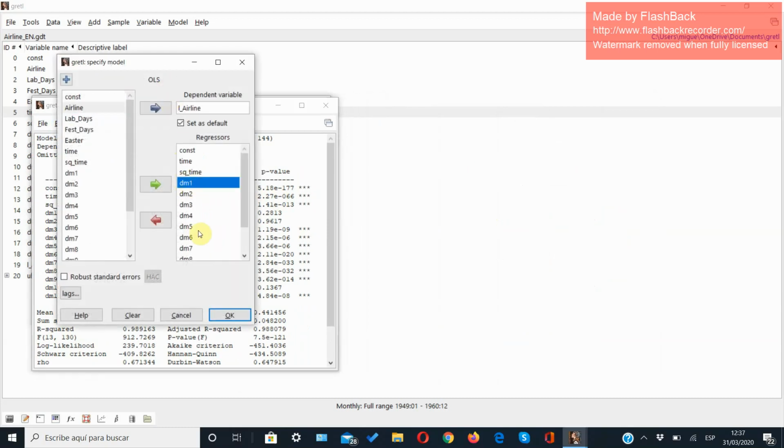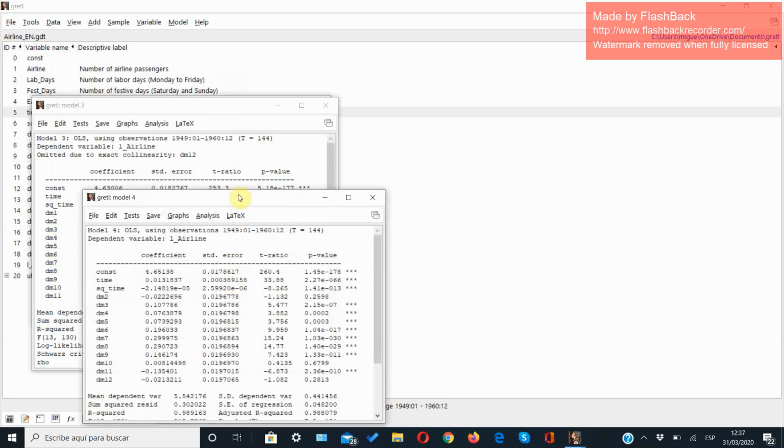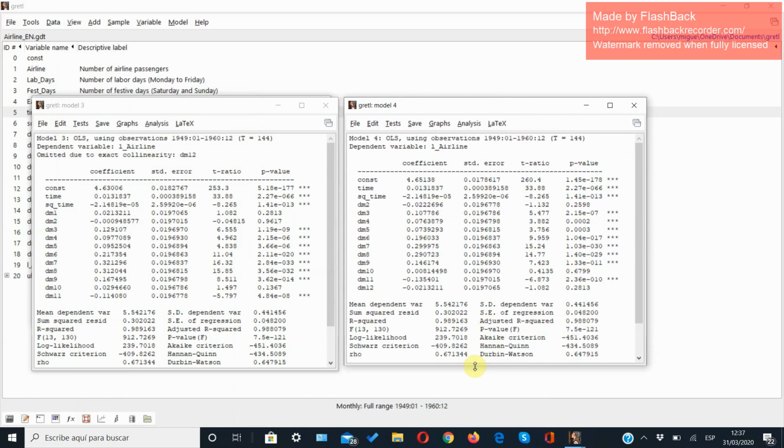In this case, we are going to suppress dm1, that is January, and we will add dm12. So we are suppressing January instead of December. I click OK and get an equivalent model. How do I know that this model is equivalent to the previous one? Because I have exactly the same R squared. So both of them are describing the sample in exactly the same way.